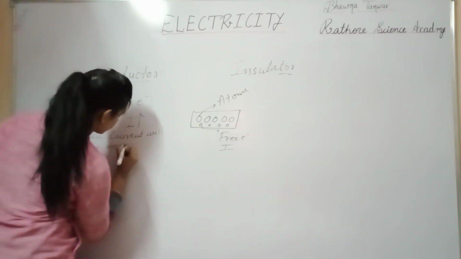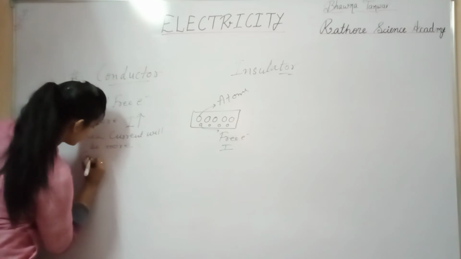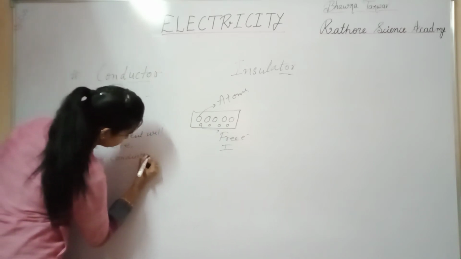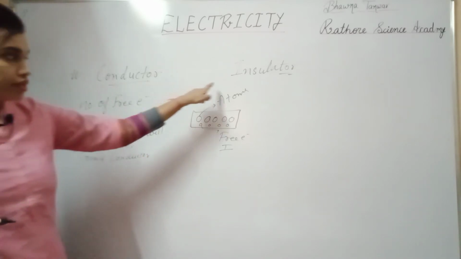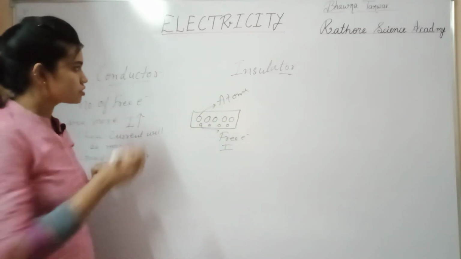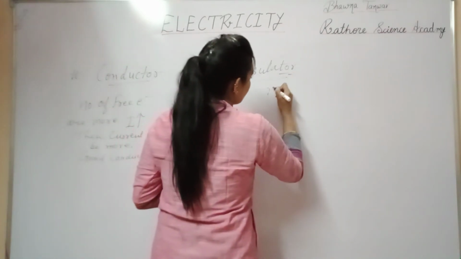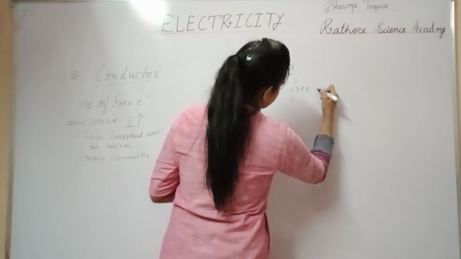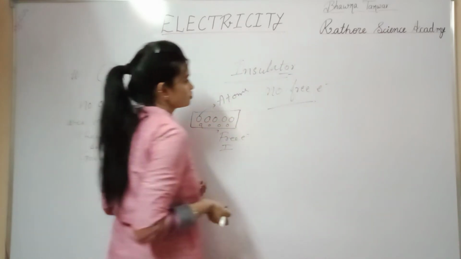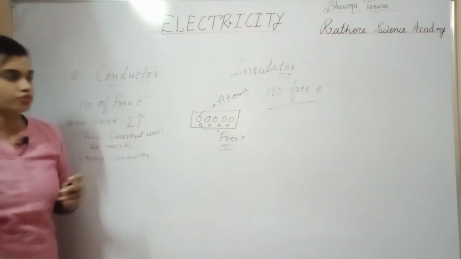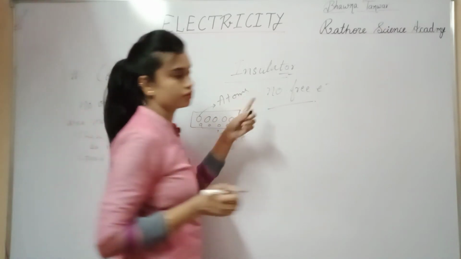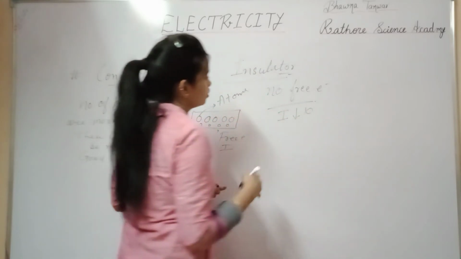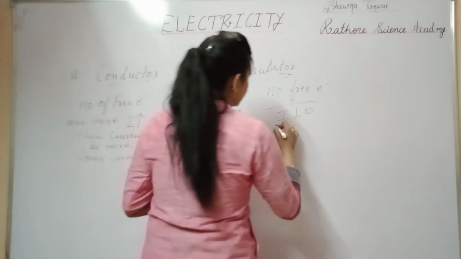Or you can say they are good conductors of electricity. Insulator: in case of an insulator, very few or no free electrons are present, and if there is no free electron, that means they are poor conductors of electricity, or they will not conduct electricity.